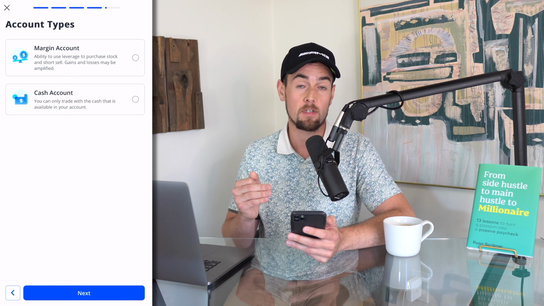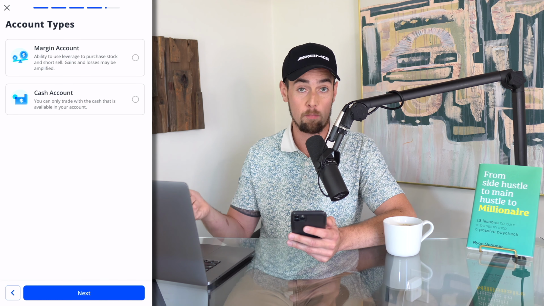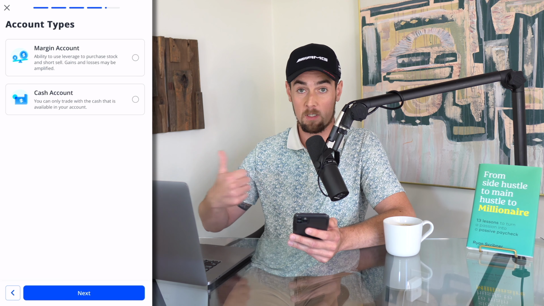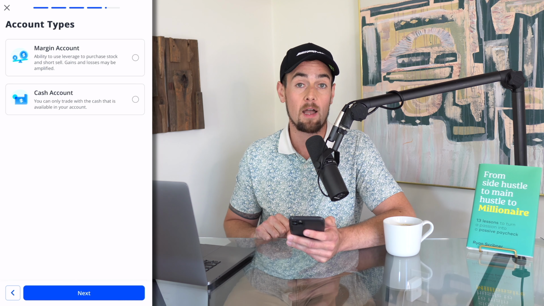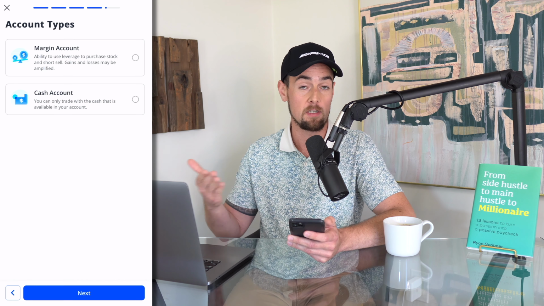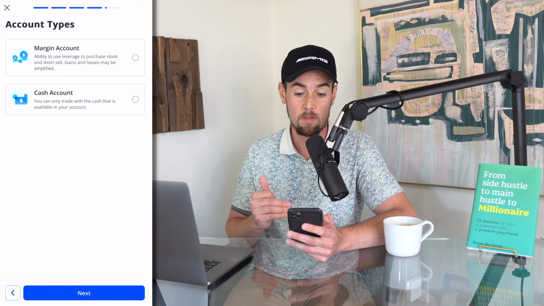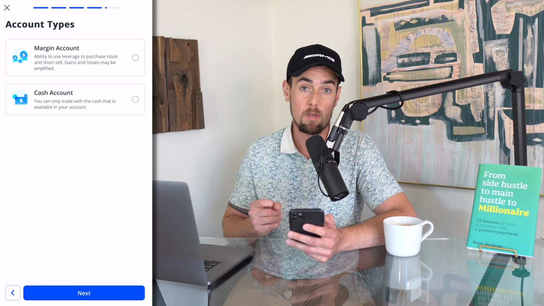A margin account is going to allow you to borrow money from your broker, just like a personal loan, although instead of using that loan to go out there and pay for expenses or maybe buy some crap, you'd be receiving that loan to buy financial assets like stocks, ETFs, etc. Margin investing is extremely risky because right there it even mentions that gains and losses may be amplified.